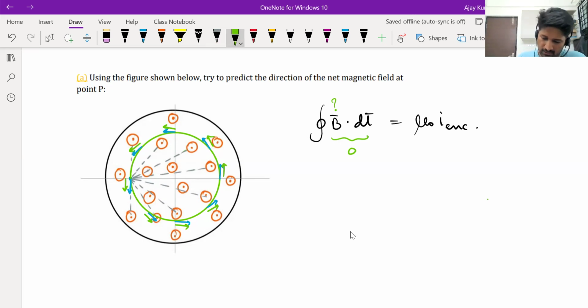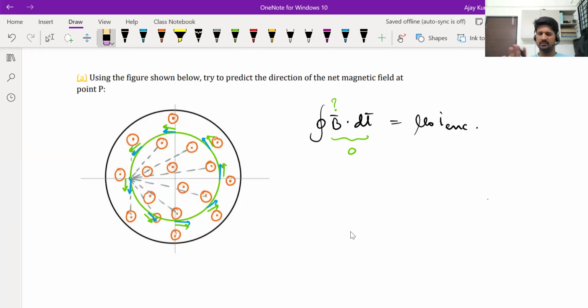Over this circle, every point is at the same distance from the center. They are all at a distance x. So the magnetic field will be the same at all these points. Why will they be different? Every point is at the same distance. The way the points are placed relative to the currents is the same. So all those points should have the same magnetic field. So these are the factors that you need to consider.